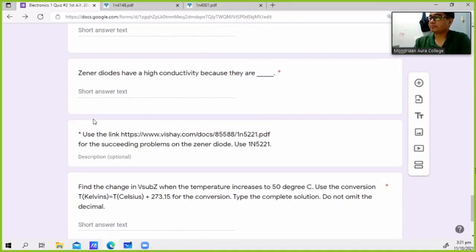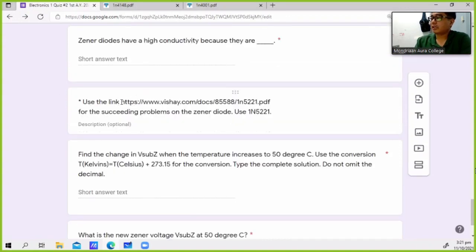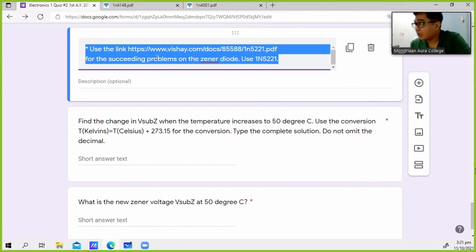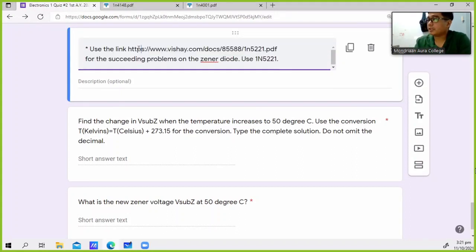Okay, next. For the succeeding problems, ito. On Zener diode, ito naman. Ang gagamitin ninyo.